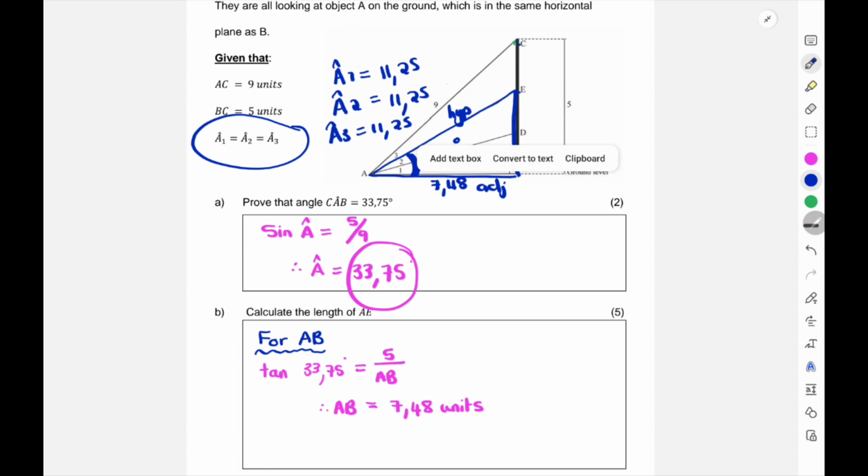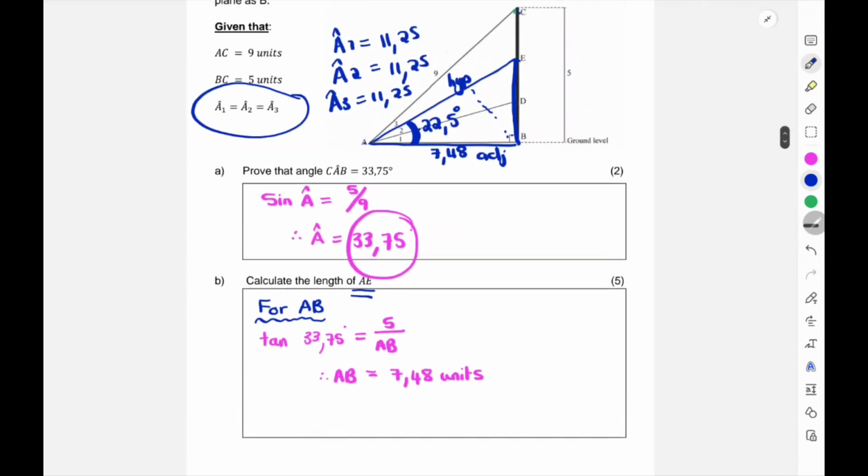Okay, does it make sense? Am I going maybe a bit too fast? So I've got the angle. I'm not looking for the opposite. I'm looking for the hypotenuse, which is AE. That's what they want, AE over the adjacent. So we are looking for the hypotenuse.